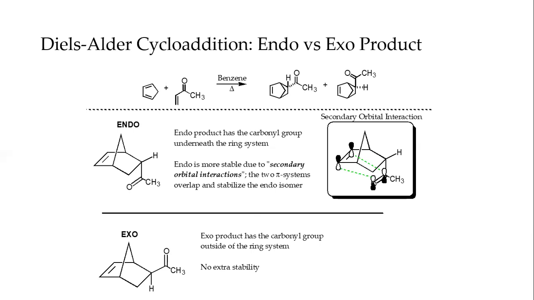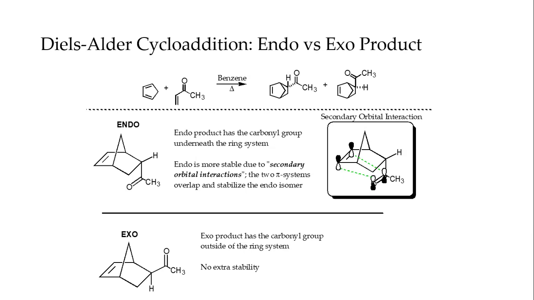All right. And so when you have that type of overlap and stabilization, that's called a secondary orbital interaction. That's going to tend to favor, in these cases where you have endo and exo, it's going to tend to favor the endo if there's a functional group on your dienophile that's amenable to these secondary orbital interactions, right?